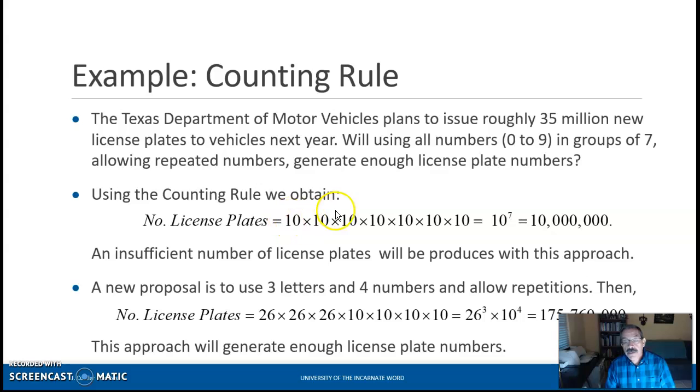Because you have 10 choices at each of the 7 steps, you actually have 10 to the 7th possibilities, which is 10 million possible arrangements of 7 numbers with repeated numbers. Well, this is not a good approach.